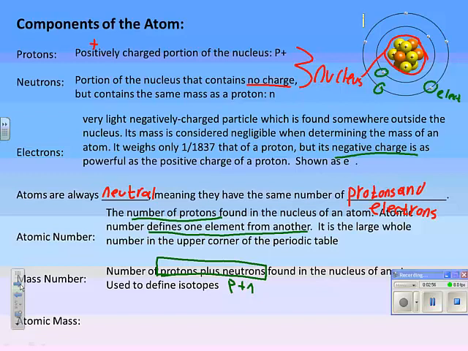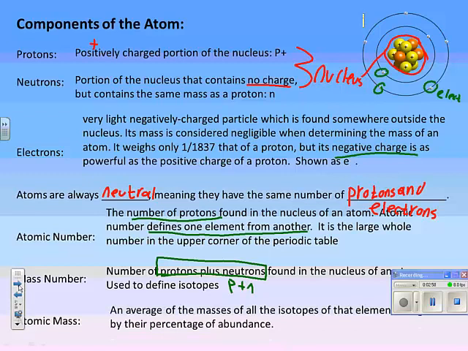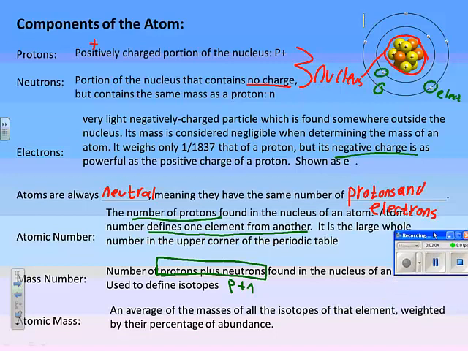Now the atomic mass, this one's special. We talk more about this in the next video, but it's the average of all the isotopes of that element weighted by the percentage of abundance. That doesn't make a whole lot of sense to you right now. It will in the next video, but it is the average of all the masses.